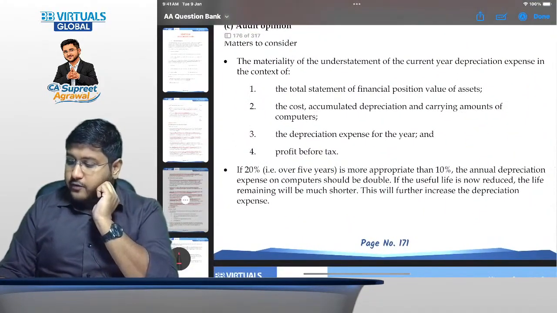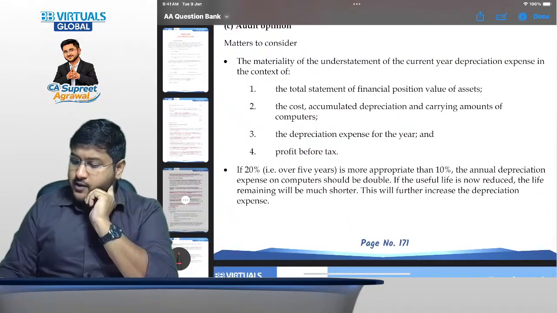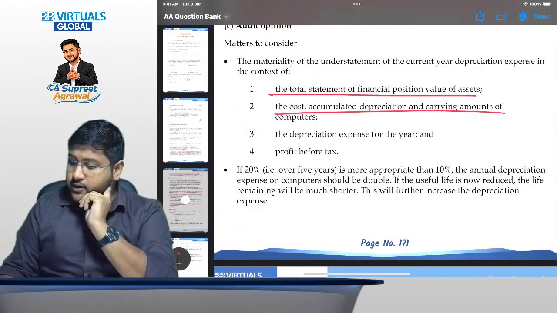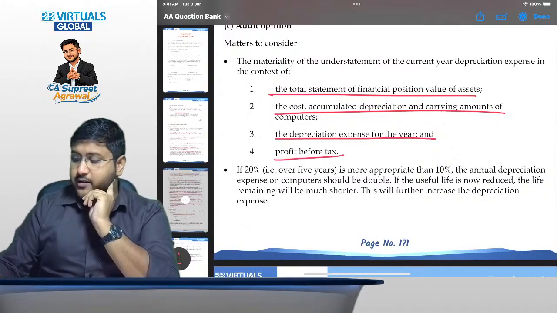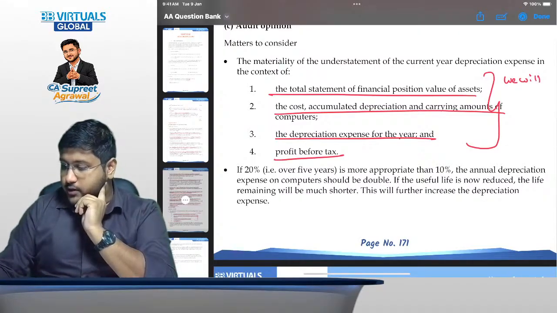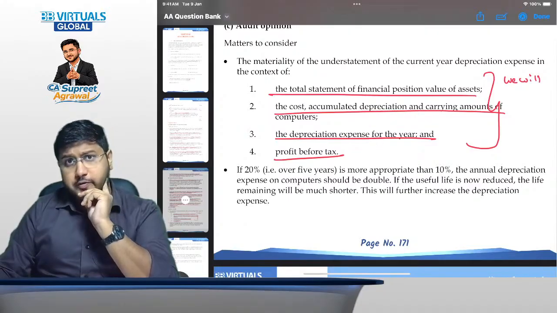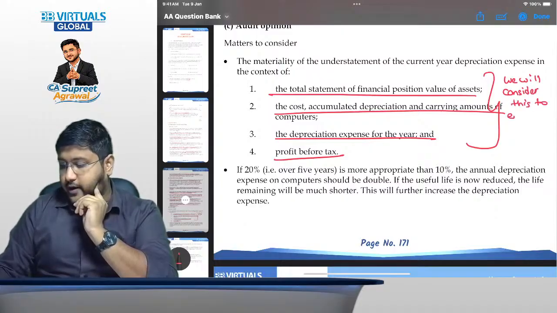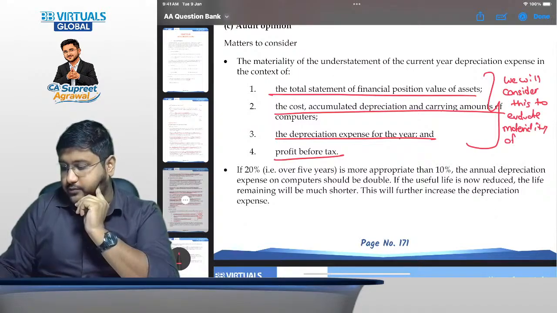So the materiality of the understatement of the current year depreciation expense, in the context of the total statement of financial position, the cost, accumulated depreciation, the depreciation expense and profit before tax. We will consider this to evaluate if it is material, the materiality of depreciation.